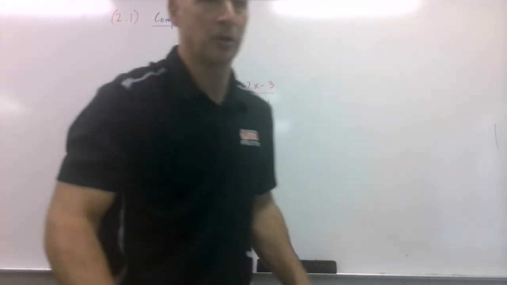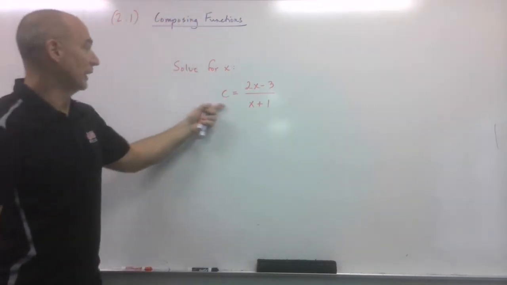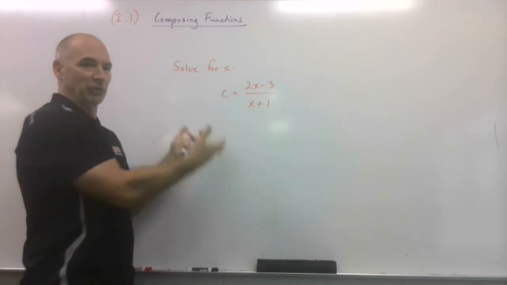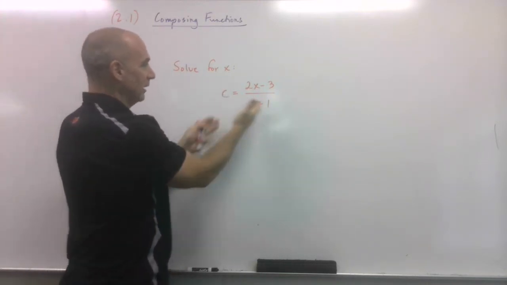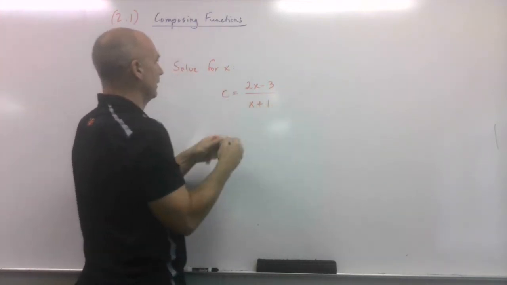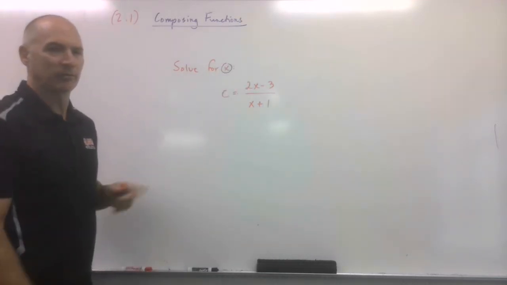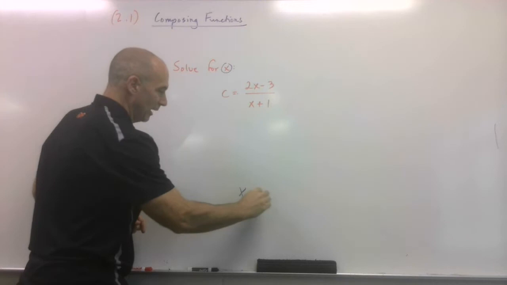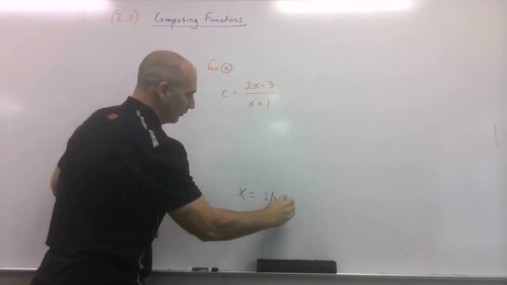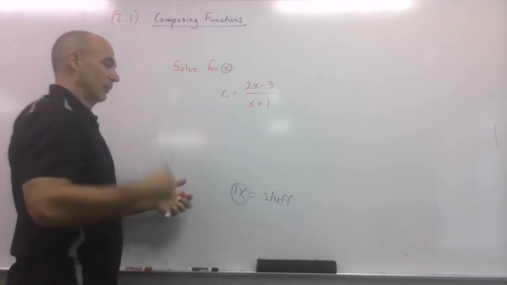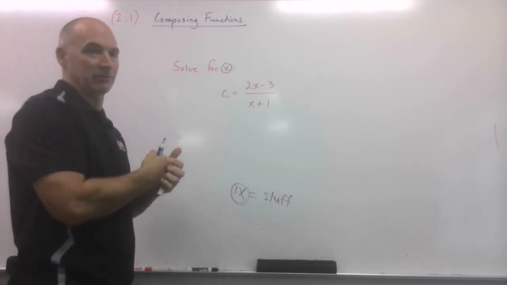Another component of composing functions is when they give you a little fancy equation like this, and you can see that we know that C equals this. Then they throw us this zinger and they say, okay, solve for x. So you're not done until you have x equals some stuff, which is the clue. Do what you got to do to get x by itself.